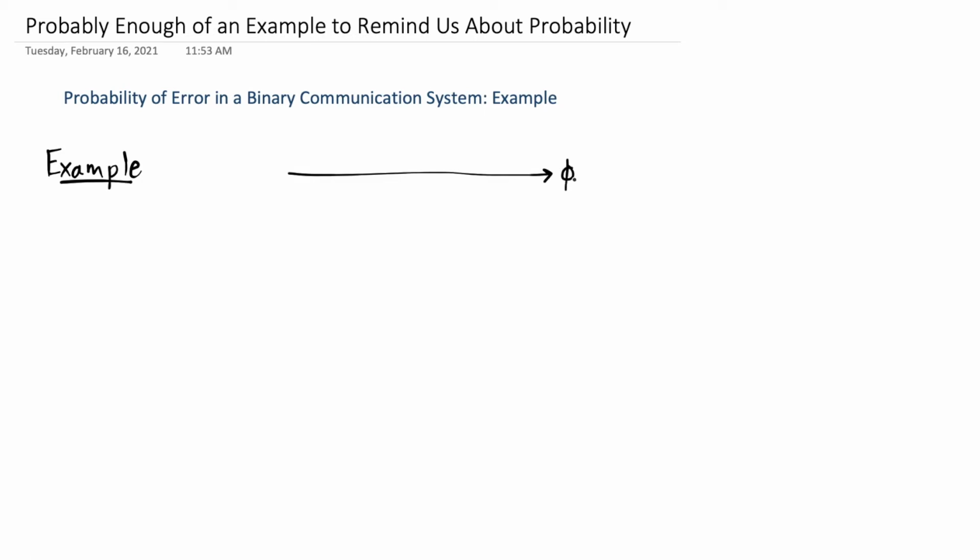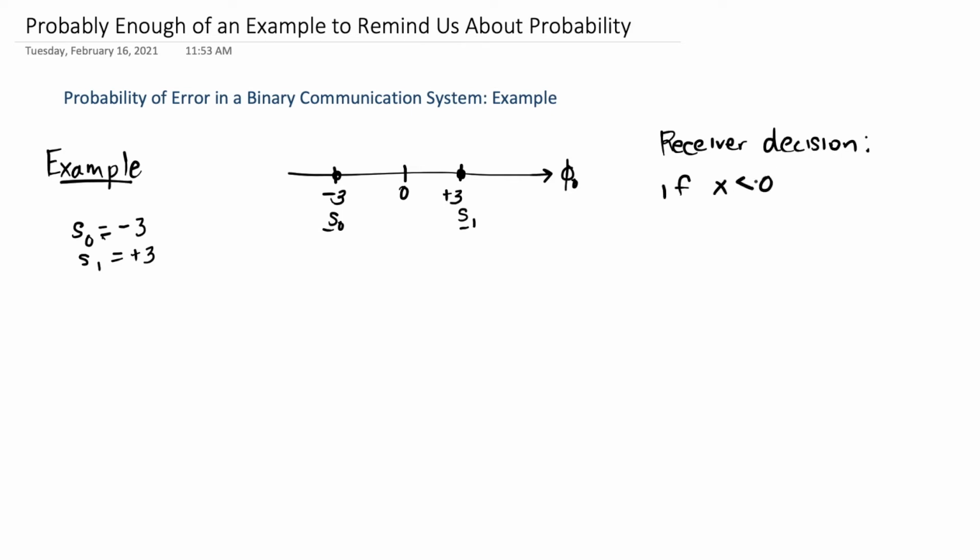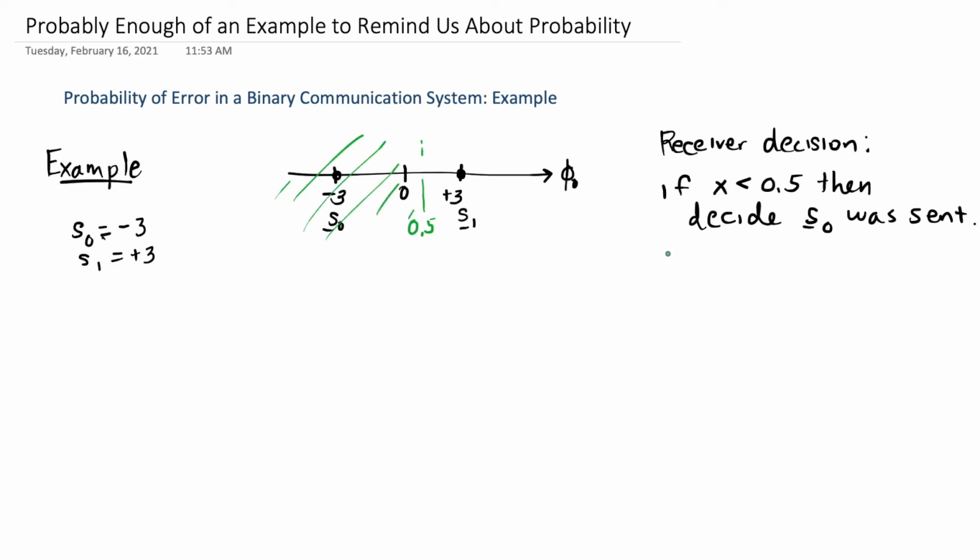So in this example, I'm going to consider a binary PAM system that has two possible symbols. Those symbols are going to have values of -3 and +3. That is, when we want to send a 0 bit, we send S0 of t. When we want to send a 1 bit, we send S1 of t. Okay, so S0 is -3, S1 equals +3. In this example, we're going to study a receiver. If X, our received voltage value, is less than 0.5, then I'm going to decide that S0 was sent. And if it's greater than or equal to 0.5, I'm going to decide that S1 was sent. And that's how we're going to decode the information that was sent.